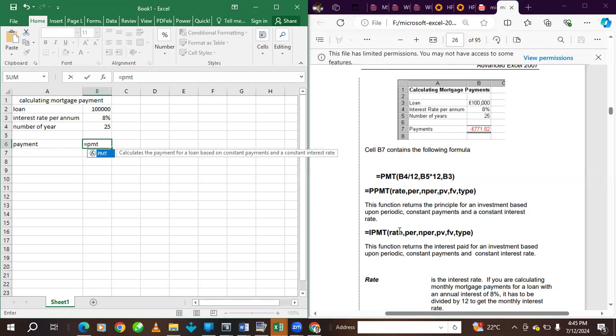When I type PMT, kindly reduce the noise on your side. When I type equal to PMT, I'll be able to.